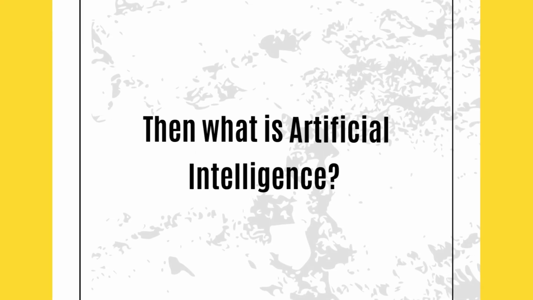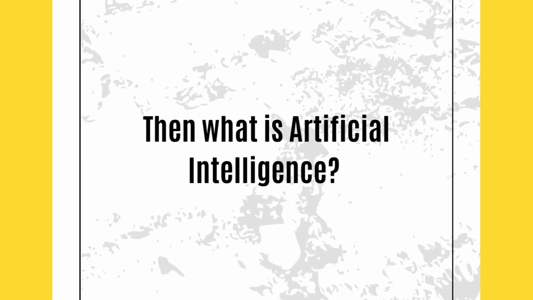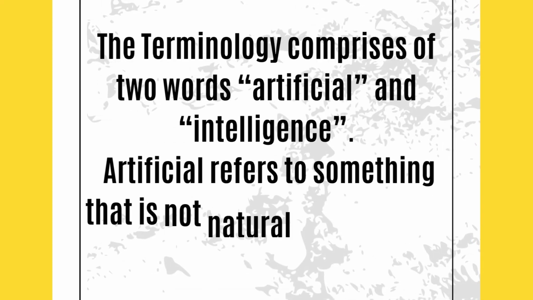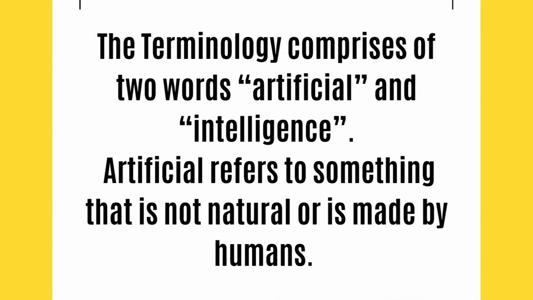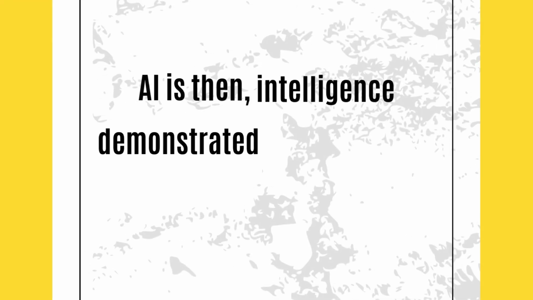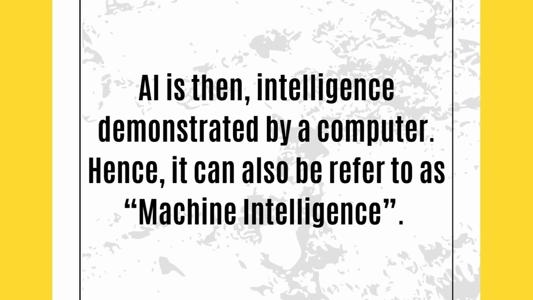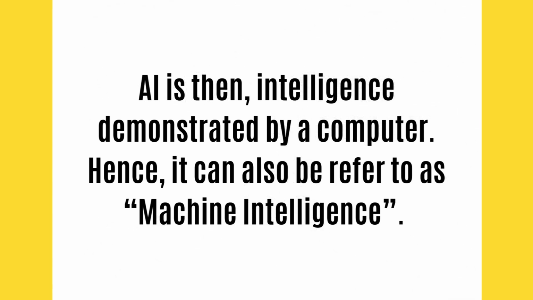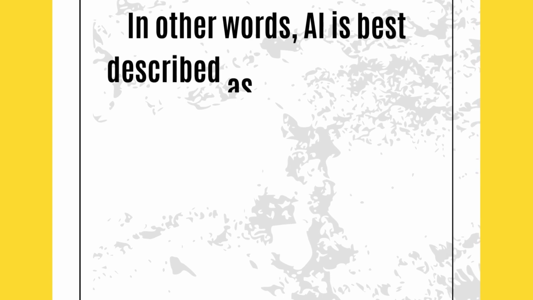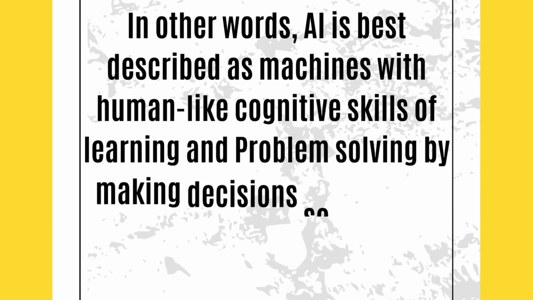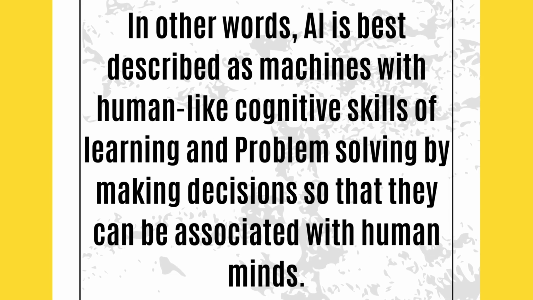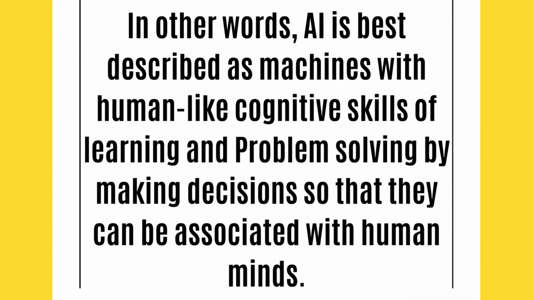But what is artificial intelligence? This terminology comprises two words, artificial and intelligence. Artificial refers to something that is not natural or is made by man. AI is then intelligence demonstrated by a computer or machine. It can also be referred to as machine intelligence. Or in other words, we can say AI is described as machines having human-like cognitive skills of learning and problem solving by making decisions in such a way that they can associate with human minds.